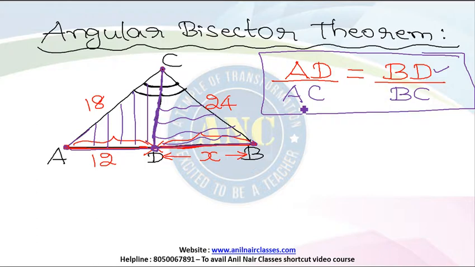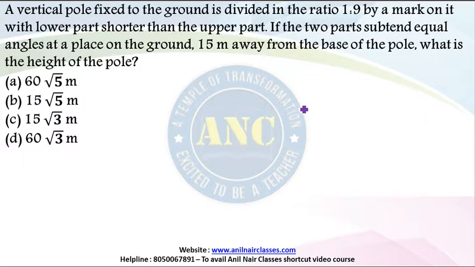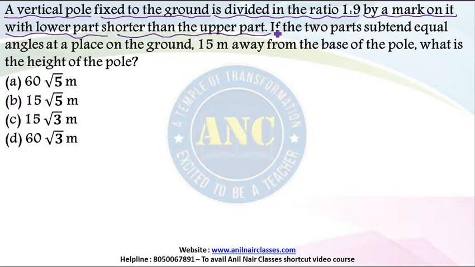Now, sir, why did you teach this angular bisector theorem? Please see this beautiful question, sir. There is a beautiful question which we are solving right now based on this angular bisector theorem. Let us understand it carefully. A vertical pole fixed to the ground is divided in the ratio 1:9 by a mark on it with the lower part shorter than the upper part.